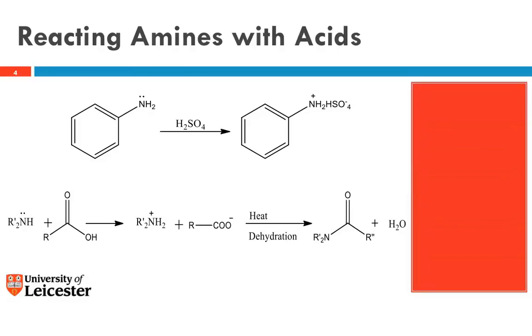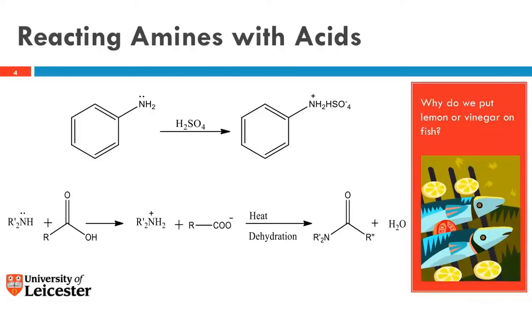A way to remember this concept is to think of the reaction that occurs when lemon or vinegar is used on fish. Both lemon and vinegar are acidic. Therefore, when added to fish, the acid neutralizes the amines in the fish, which reduces the smell of the amines.